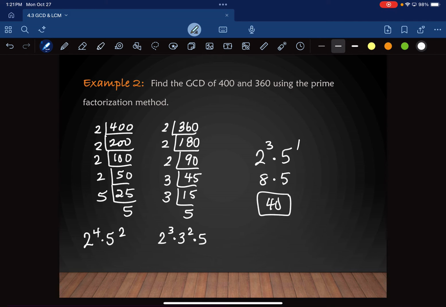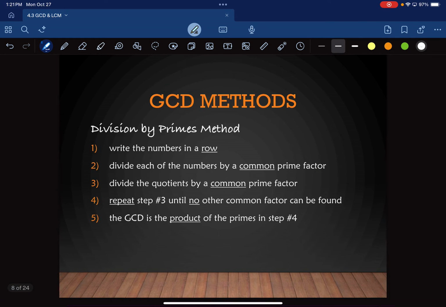Okay, strategy number 3, and I will tell you this next one is my favorite one. I like this one a lot. This is division by primes. The division by primes looks a little bit like the one that we just did, but it's a little quicker.